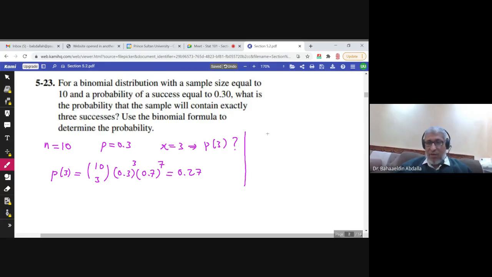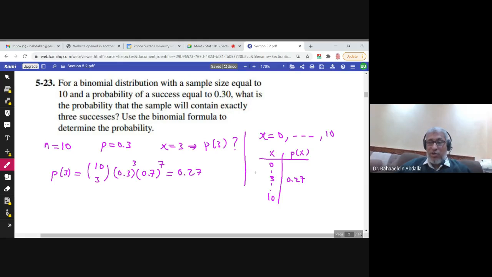We answered the question. But what is X here? X runs from where to where? From 0 to 10. If you want to construct the probability distribution of this experiment, you can make a table, all values of X from 0 to 10, and the probability of each X. For example, the probability of 3, we found that it's 0.27.